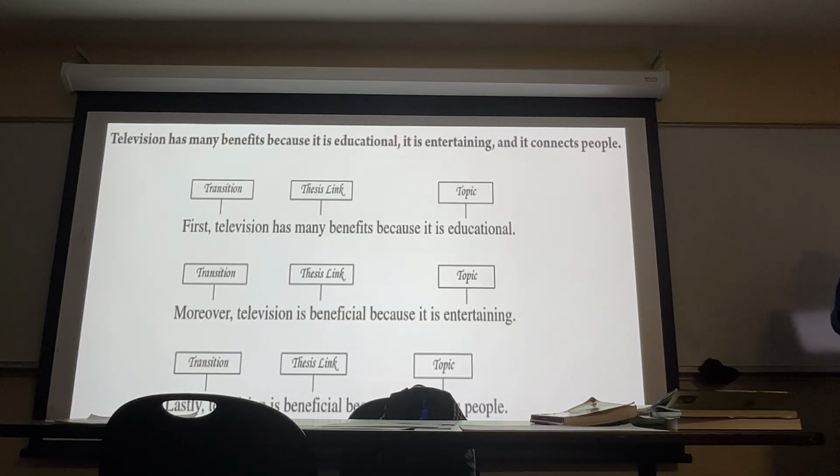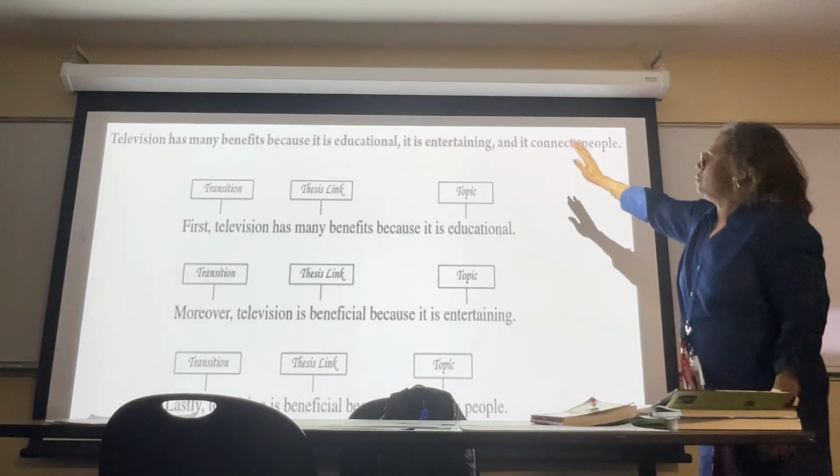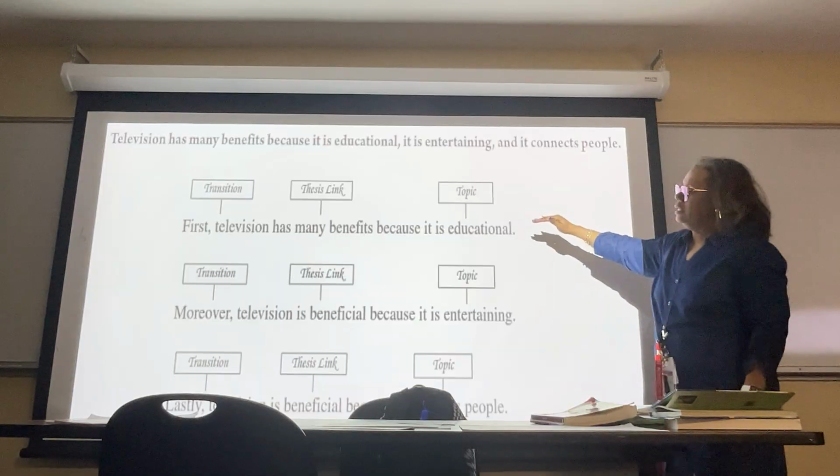So here's an example. Television has many benefits because it is educational, it is entertaining, and it connects people. So first, this is just how they kind of show you. First, that's the transition. Television has many benefits. So here we are, we're working on our thesis. I'm sorry. Many benefits because it is educational. So here's the topic, right?